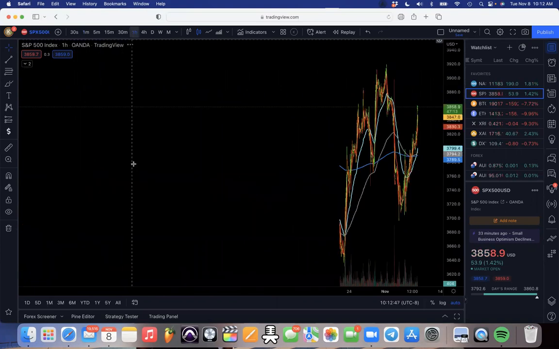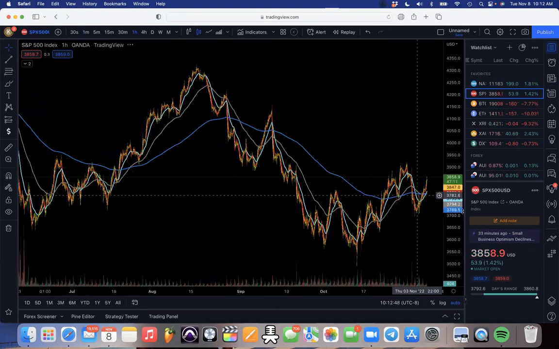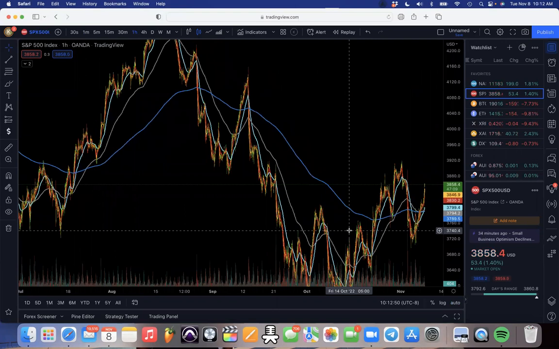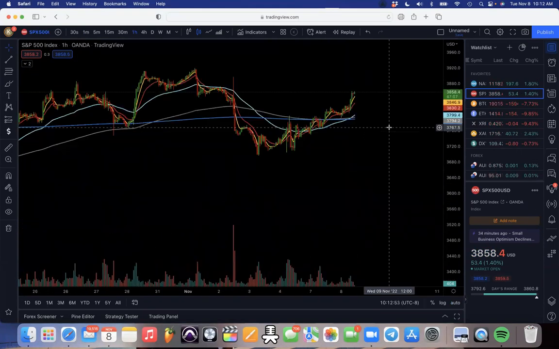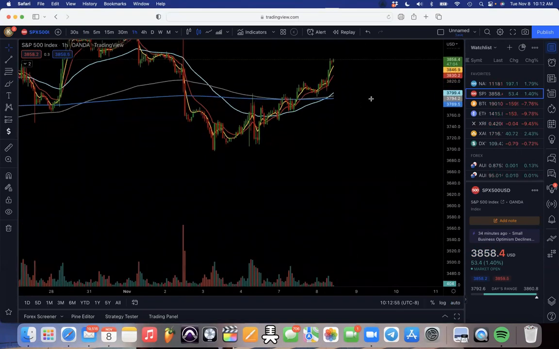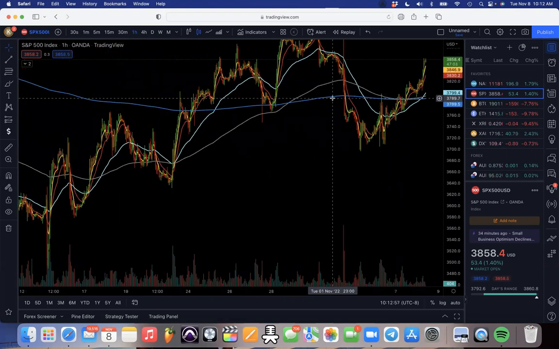So let's stay focused because I want this to be a clear, concise training. So then how do we find entries and exits? How do we use these lines then? The way that I've come to use them and find my most success is by looking at the crosses of the lines to find breakouts.